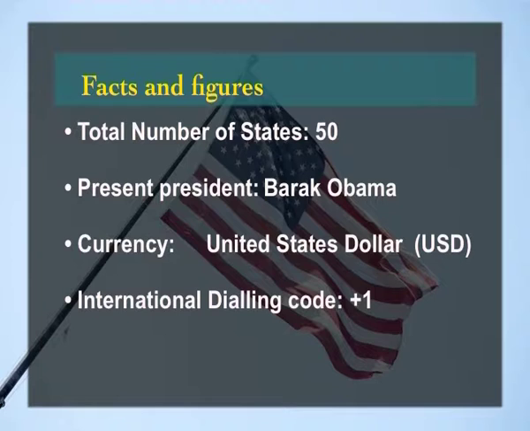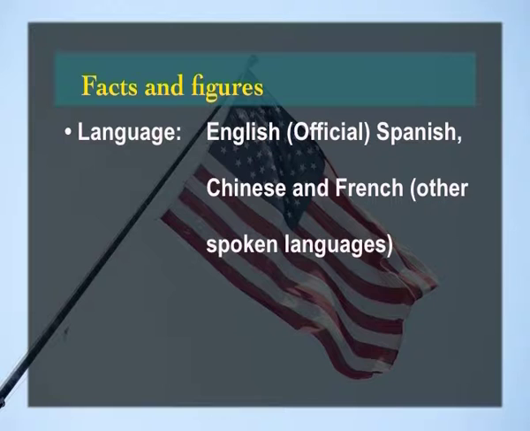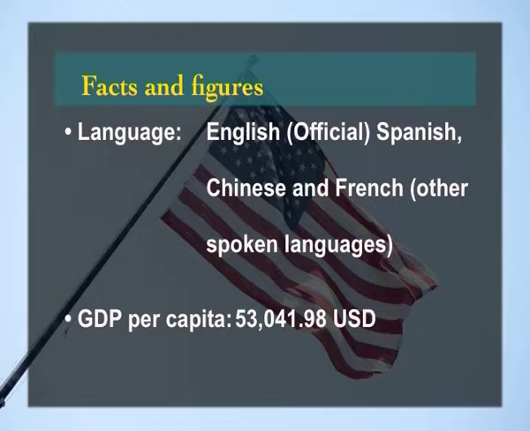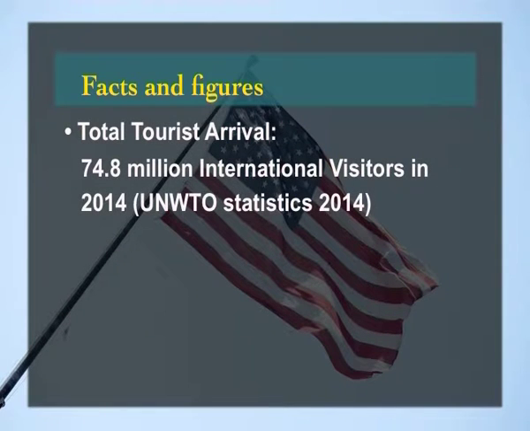Currency is United States dollar, USD. International dialing code is +1. Language: English, which is the official language, followed by Spanish, Chinese and French, which are the other spoken languages. GDP per capita is $53,041.98 US. Total tourist arrival is 74.8 million international visitors in 2014 according to the UNWTO statistics of 2014.